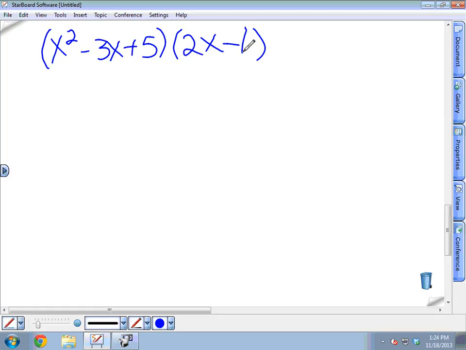Okay. Start with your lines. Okay. Multiply your x squared by both things. Then your 3x by both things. Then your 5 by both things. Okay.